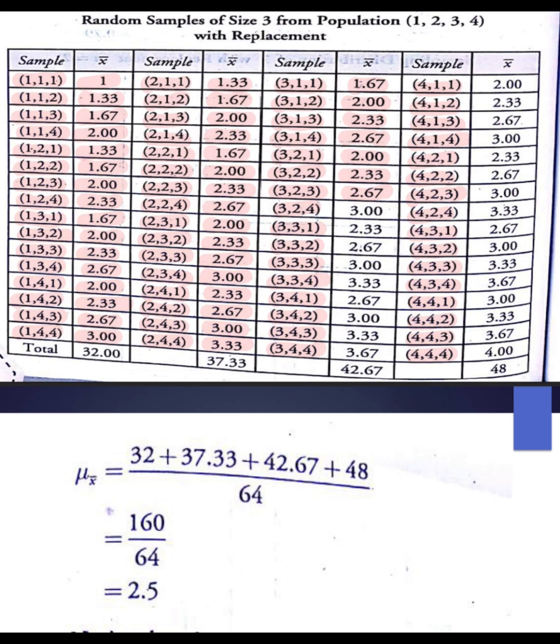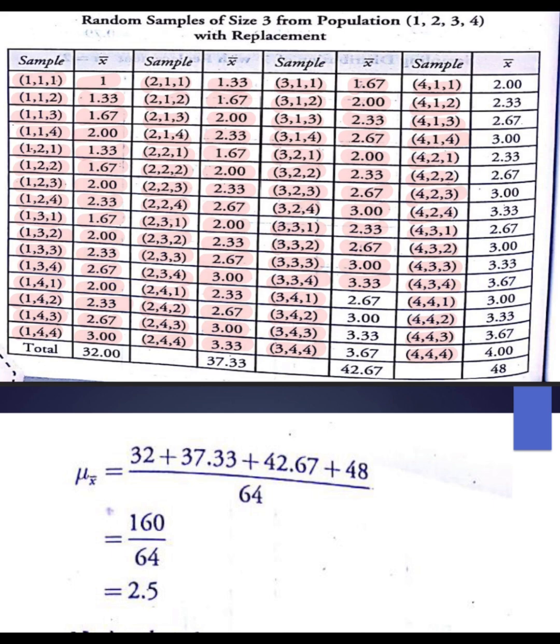3 plus 2 plus 4 divided by 3 is 3.00. 3 plus 3 plus 1 divided by 3 is 2.33. 3 plus 3 plus 2 divided by 3, 2.67. 3 plus 3 plus 3 divided by 3 is 3.00. 3 plus 3 plus 4 divided by 3 is 3.33.